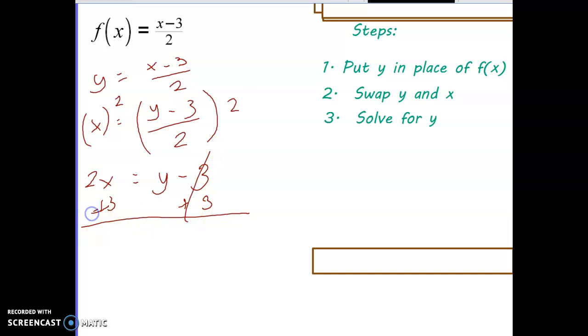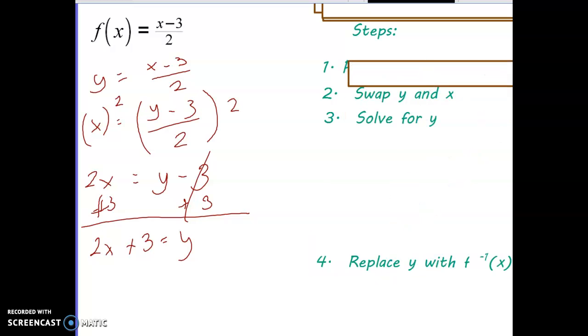Oh, that plus didn't turn out very nicely. So 2x plus 3 equals y. And then my last step, replace y with f inverse x. So f inverse x equals 2x plus 3, which makes sense. Right here I divided by 2 and I subtracted 3. So the inverse of that, I ought to be adding 3 and multiplying by 2. I did the inverse of both of those operations. And because there was no simplification, you can see it a little bit more easily in this one.